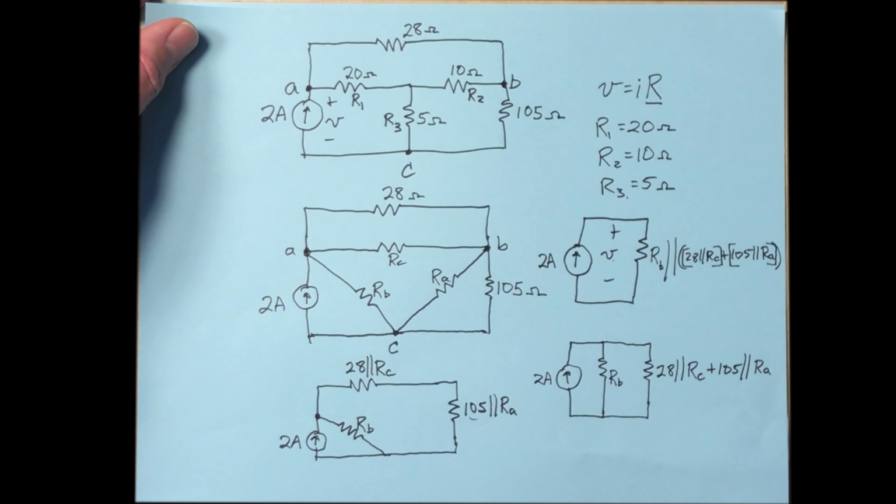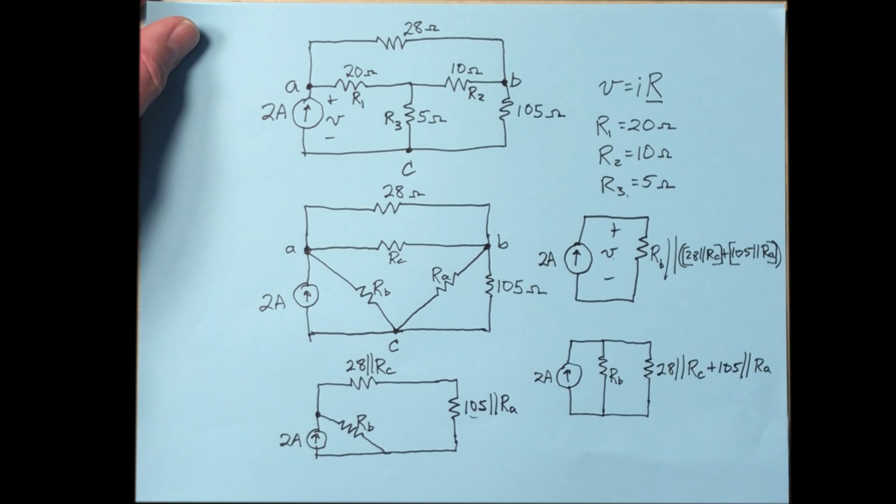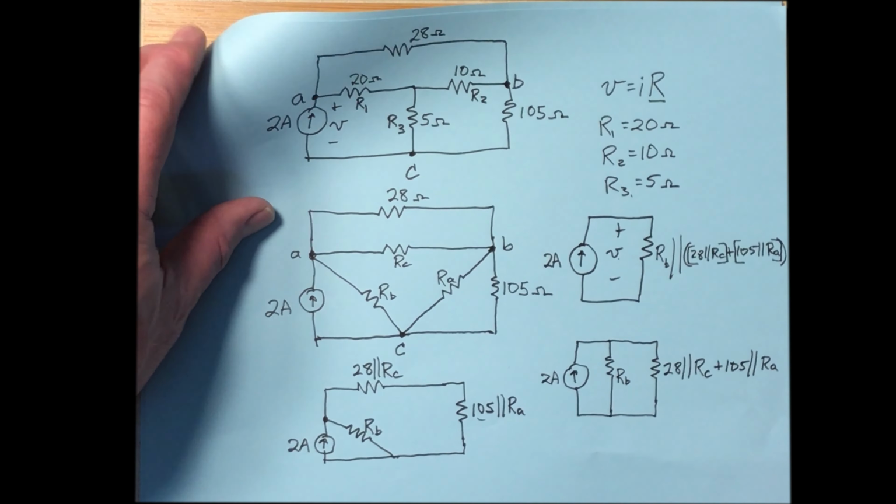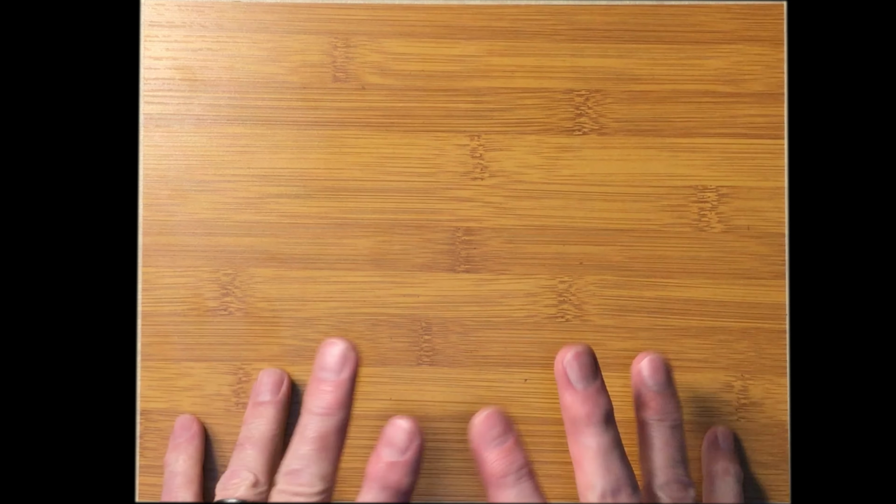We were able to do that using Wye-Delta transformation, whereas we couldn't just use series parallel reduction here because there was nothing that was in series or parallel in order to accomplish that. Okay, so now you've seen another trick for simplifying circuits so that you can solve them more easily. And that's the end of Wye-Delta.